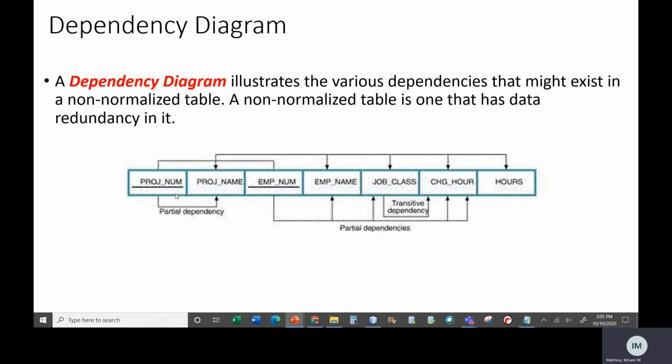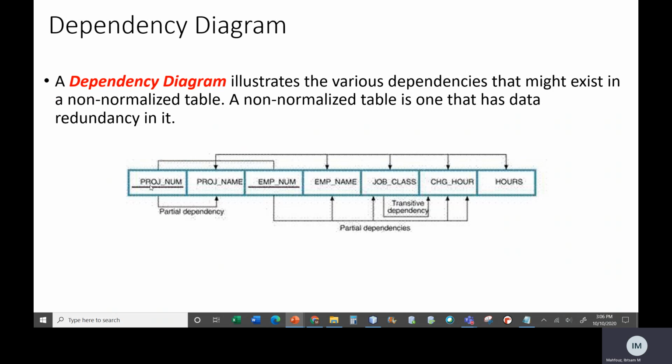And so maybe, if my primary key is the project number and employee number, I can see that employee name really depends on the employee number. So here there's a partial dependency between employee number and employee name. Employee name doesn't really depend on the project number. So here we would say there is a partial dependency between employee number and name.